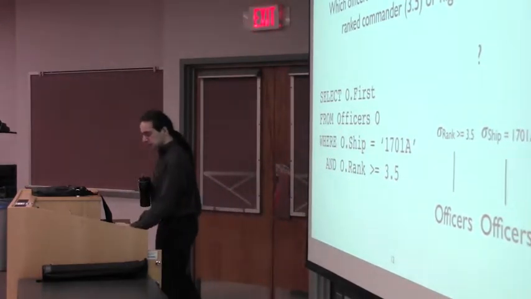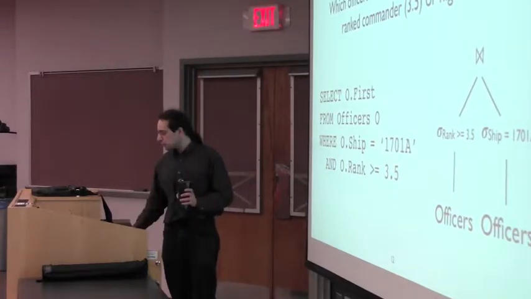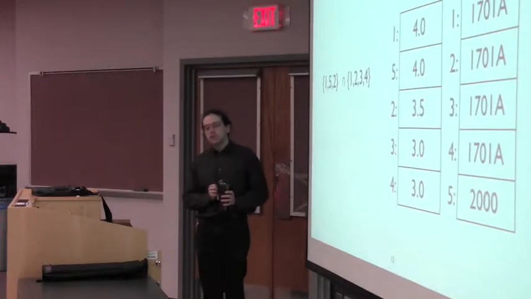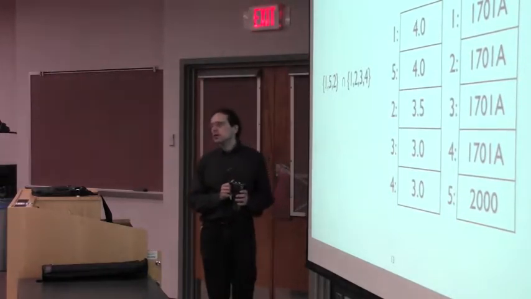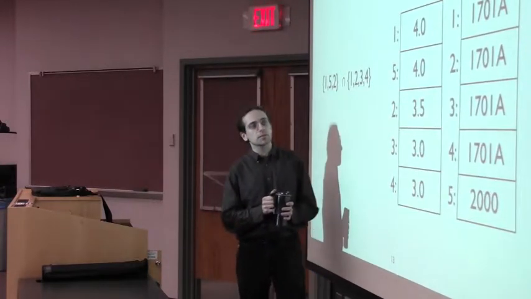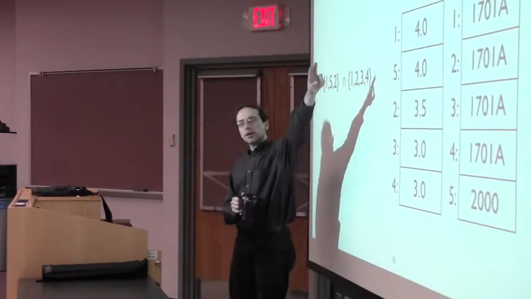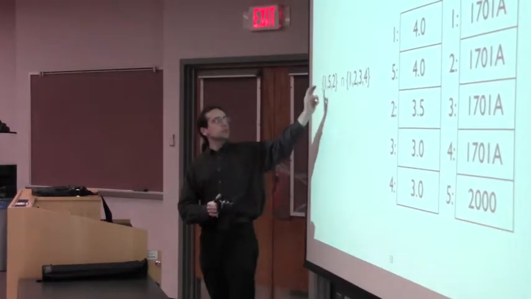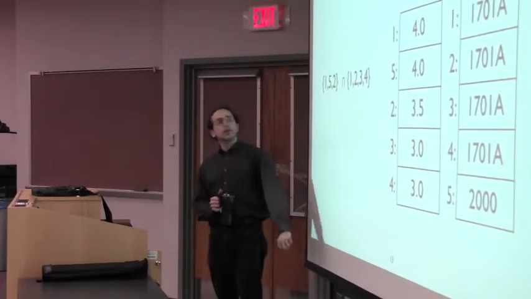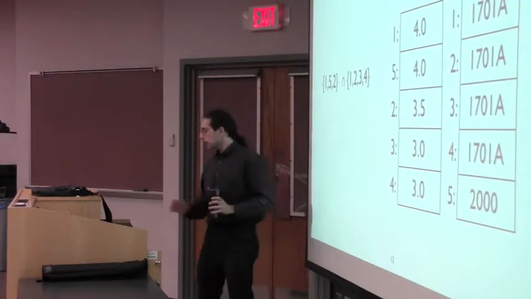Yes. So I need to take those results and combine them back together by doing a join. More generally, I need to do sort of a set intersection between the row IDs that satisfy the predicates. So I know that rows 1, 2, 3, and 4 satisfy the predicate on ship, and I know that rows 1, 5, and 2 satisfy the constraint on rank. And so I just find the intersection of those two, which is rows 1 and 2.